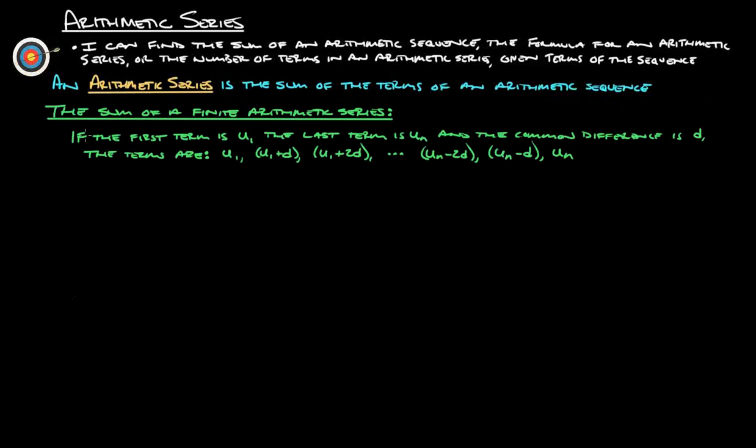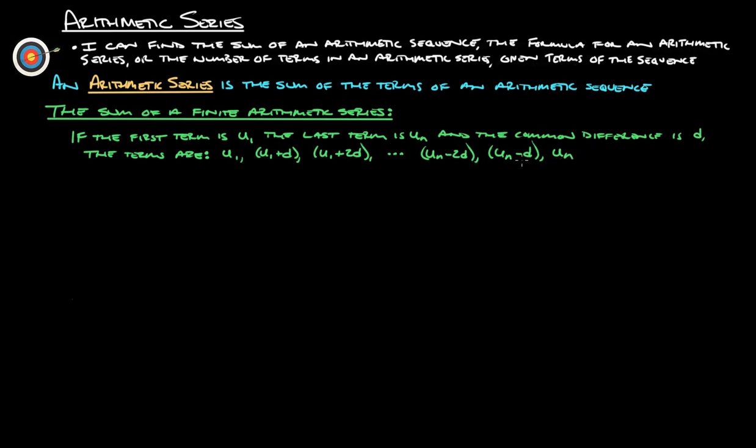Okay. Now, the sum of a finite, meaning ending, arithmetic series: if the first term is u sub 1, the last term is u sub n, and the common difference is d, then the terms are going to be u sub 1. To get to the second term, you take the first term and add the difference. To get to the third term, you'd take the first term and add the difference 2 times, and so forth and so on. And then the last term is going to be u sub n.